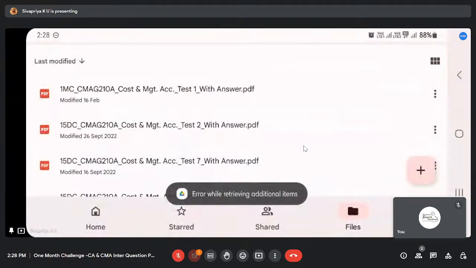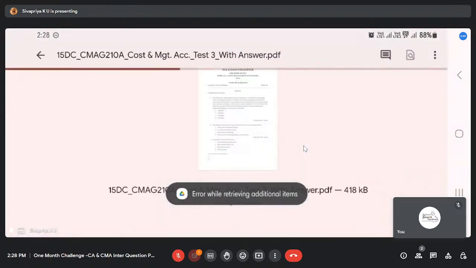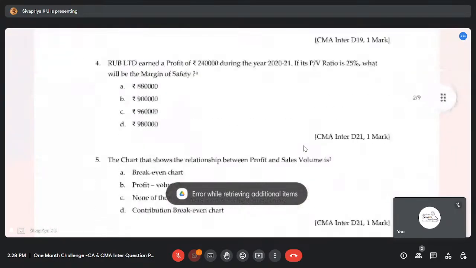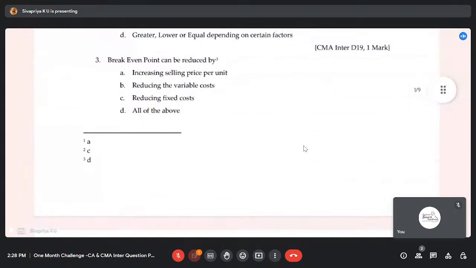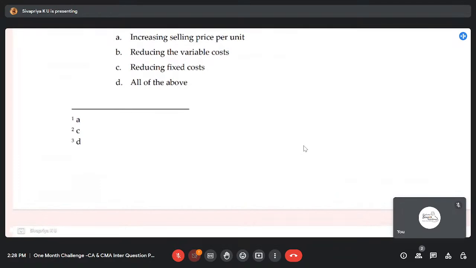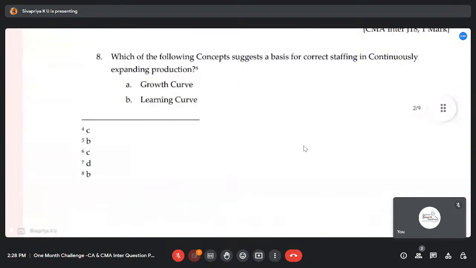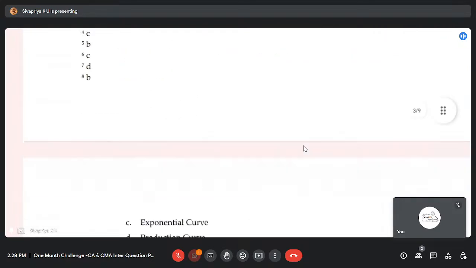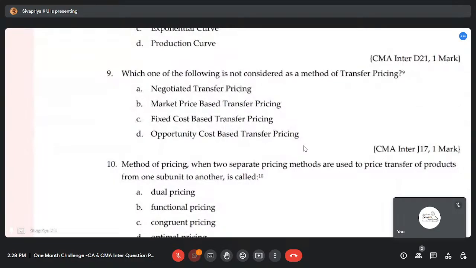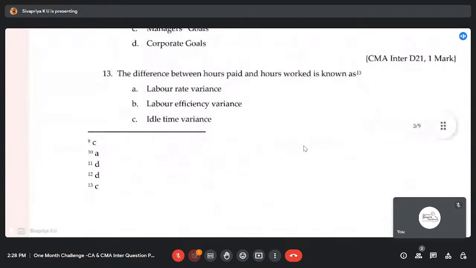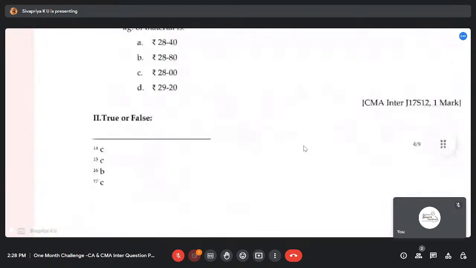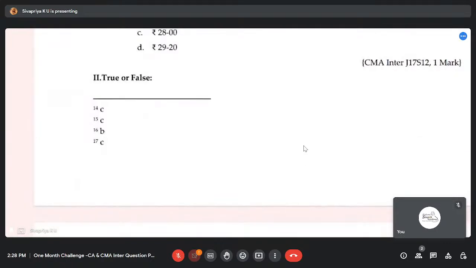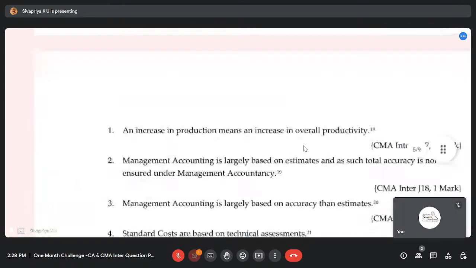Then test number 3. For 1 it is A, number 2 C, 3 B, 4 C, 5 B, 6 C, 7 D, 8 B. 9 C, 10 A, 11 D, 12 D, 13 C, 14 C, 15 C, 16 B and 17 C.